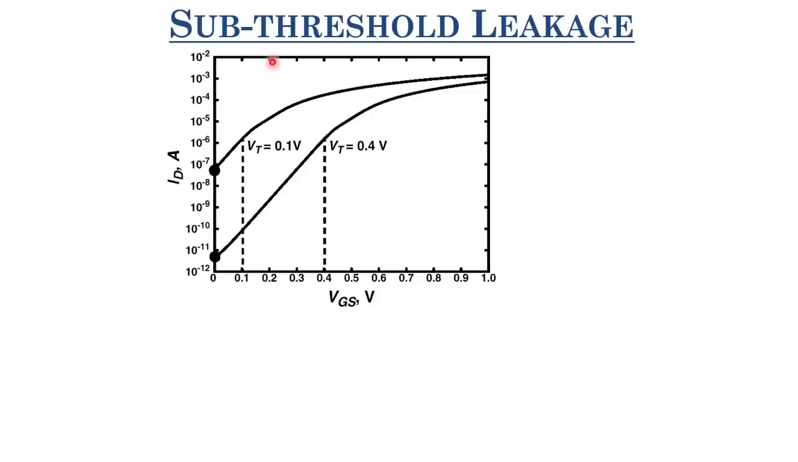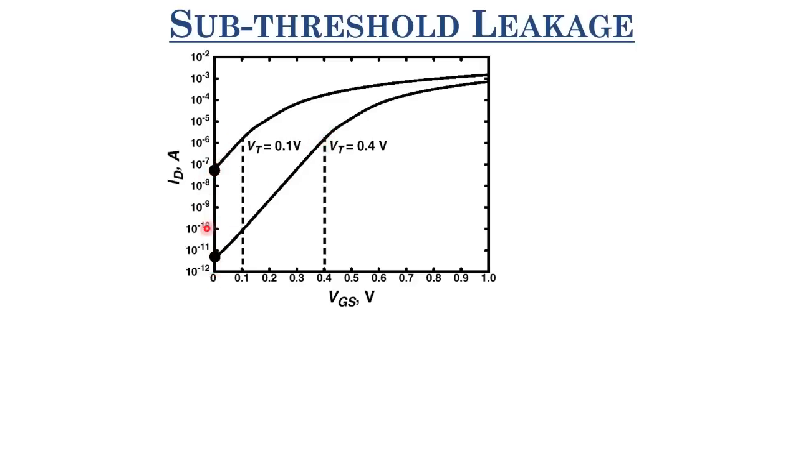So here this curve shows you the transfer characteristics, that is ID versus VGS characteristics, of two different MOSFETs. So this is one MOSFET, this is another MOSFET. You see the threshold voltage of this MOSFET is smaller, the threshold voltage of this MOSFET is larger. And even below the threshold voltage, some current is flowing, right? Here some current is flowing, here also some current is flowing.